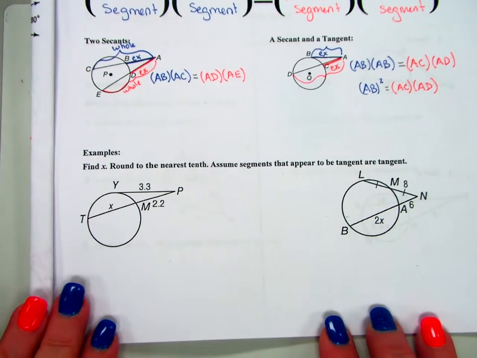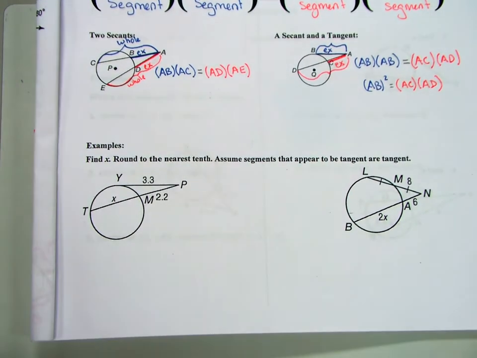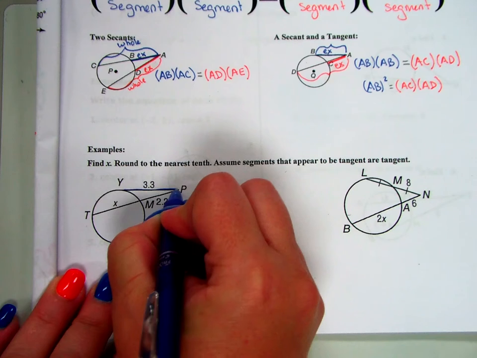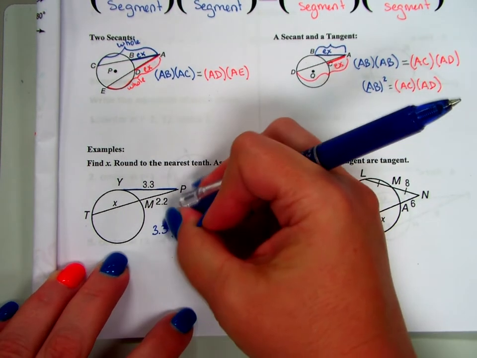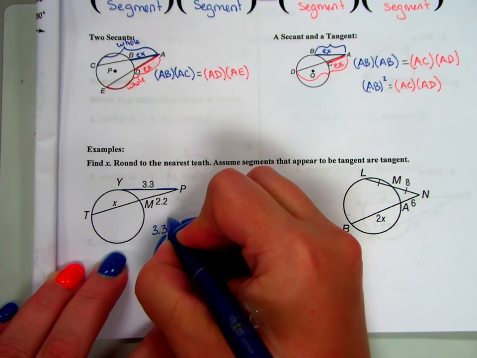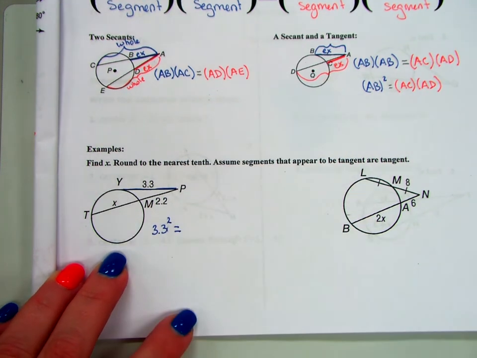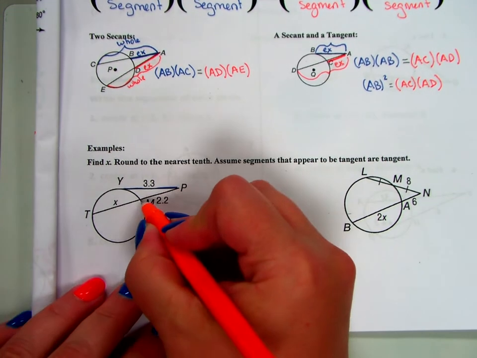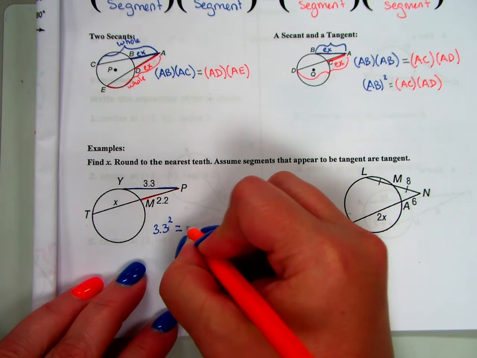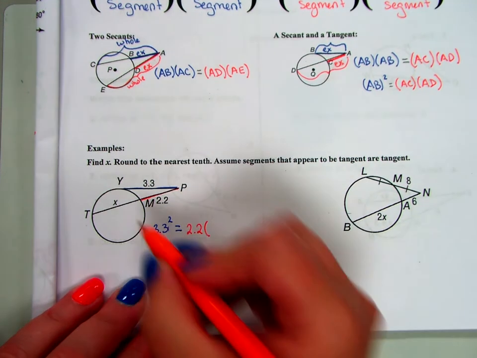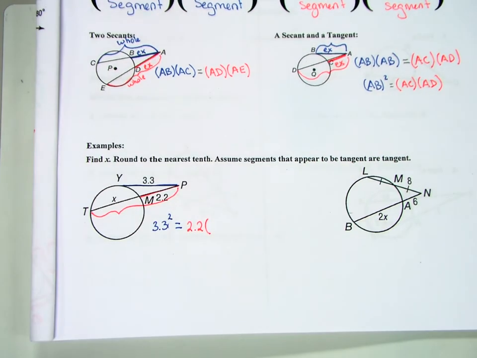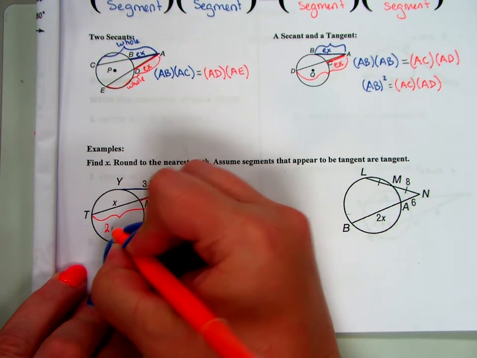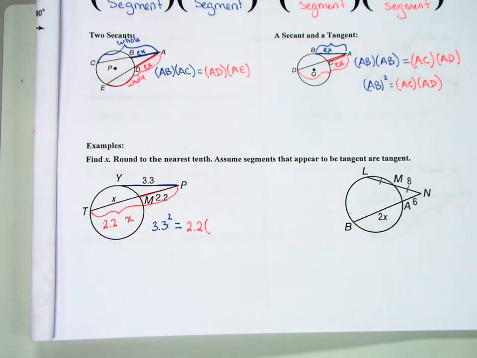A bunch of examples. All right, so on my first one, I have my external is 3.3. The whole is also 3.3, so I can actually just do 3.3 times 3.3 or 3.3 squared. It's going to be equal to my external is 2.2. What's the whole thing? How do I write that whole thing? 2.2x? That's wrong. 2.2 plus x.